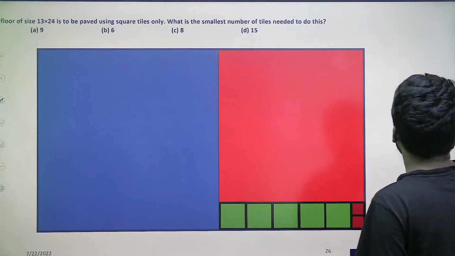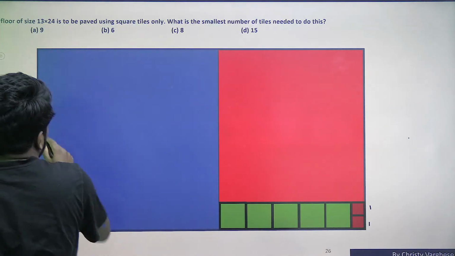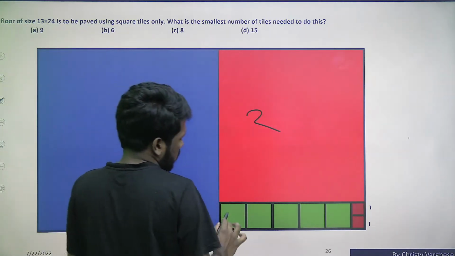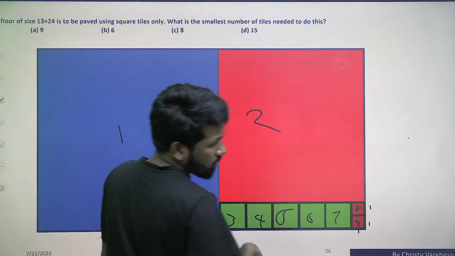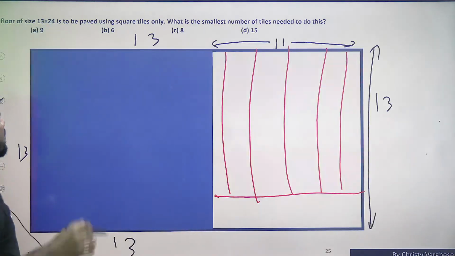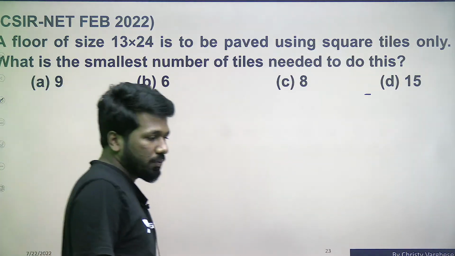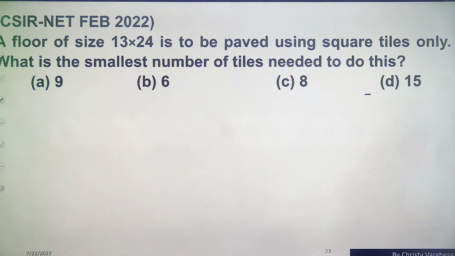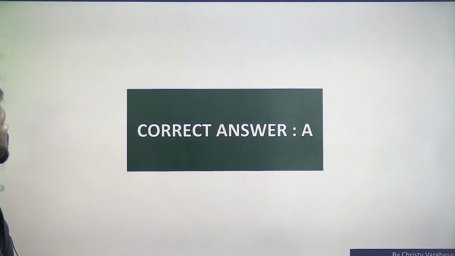So now how many tiles are here? Count it please. 1, 2, 3, 4, 5, 6, 7, 8, 9. So 9 tiles. Many of you got 9 and that is the correct answer. Option A, 9, is the correct answer. This was asked in the latest NET exam, February 2022. I hope all of you are clear about this. Then I will show you other questions like this.